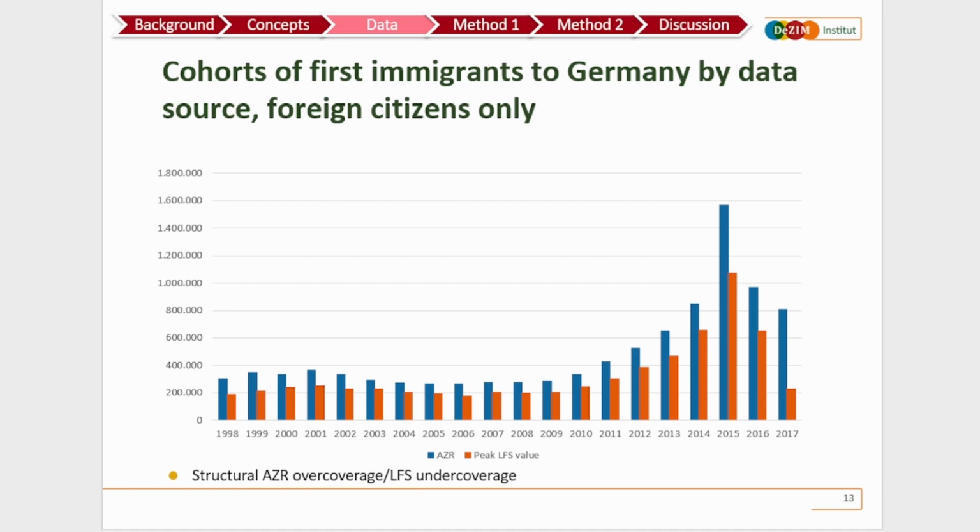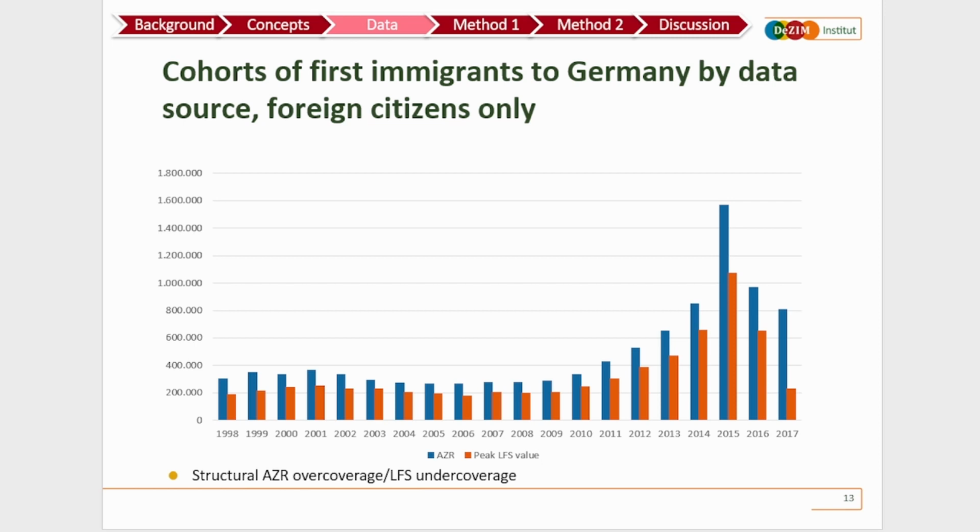But the problem is that the relationship of the data in Germany is the other way around. The method relies on the concept that the survey data, here in orange, the labor force survey data, has a higher total number of immigrants compared to the official register. And as you can see here, for all these cohorts of first-time immigrants to Germany, the relationship is exactly the opposite. The official number from the RZR register is always higher.